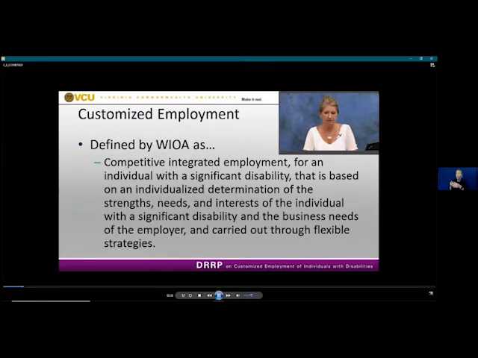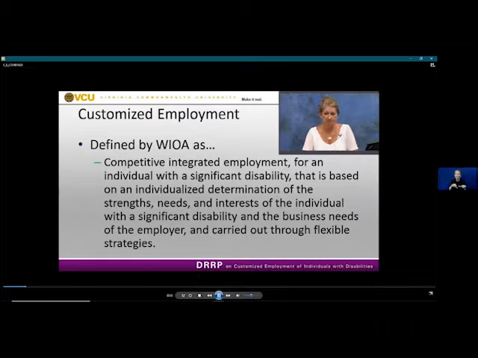The next part of the definition is the business needs of the employer. So customized employment really looks at the needs of the business so that it's a win-win for both the individual job seeker and the business owner or manager. This is not a charity approach to businesses. The individual with the disability is providing an actual needed service, good, or activity.